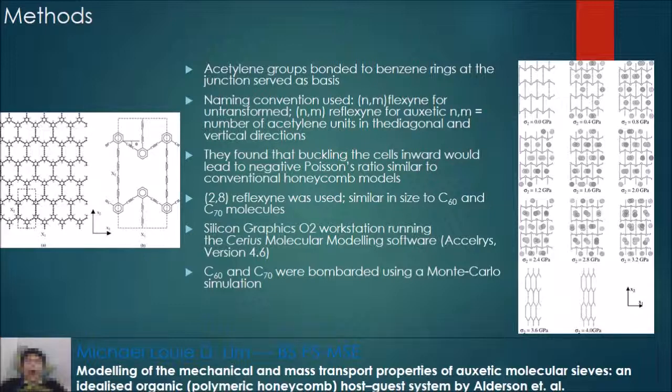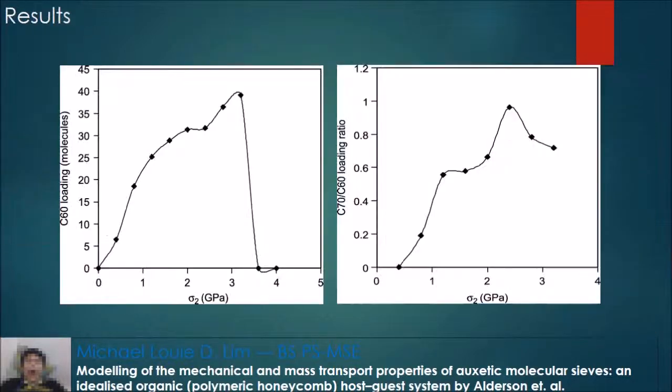The loading of the molecules is done using a Monte Carlo simulation, with which the number of hits is counted against the total number of atoms that were produced for the duration of the simulation. The percentage of hits was then plotted against the stress experienced by the material.